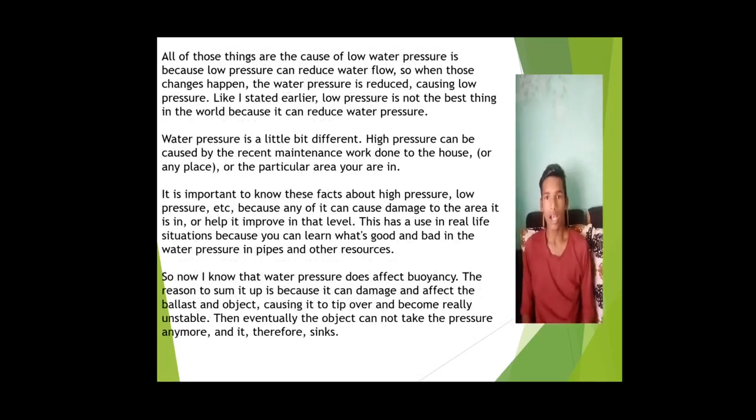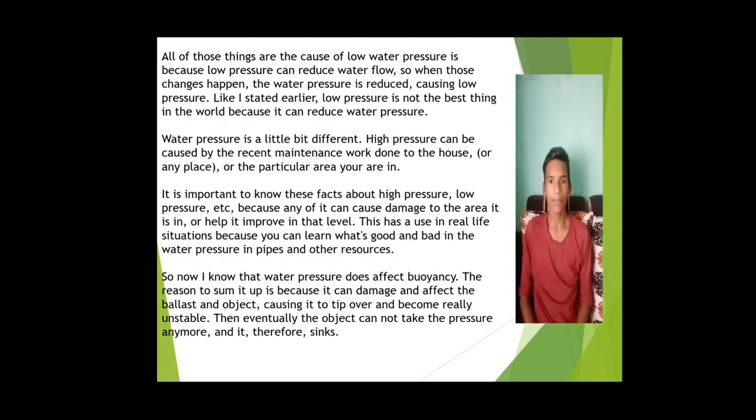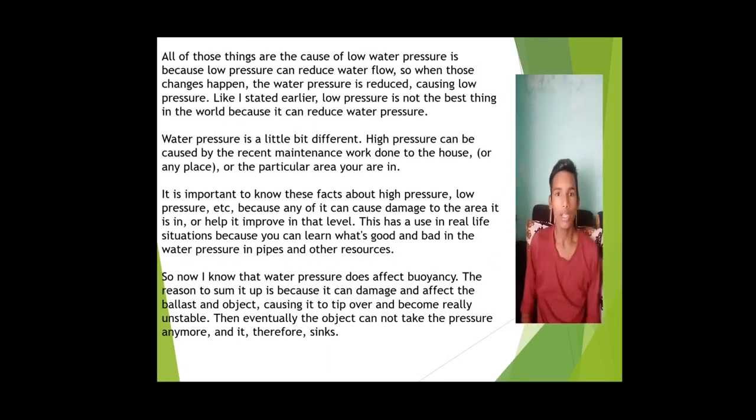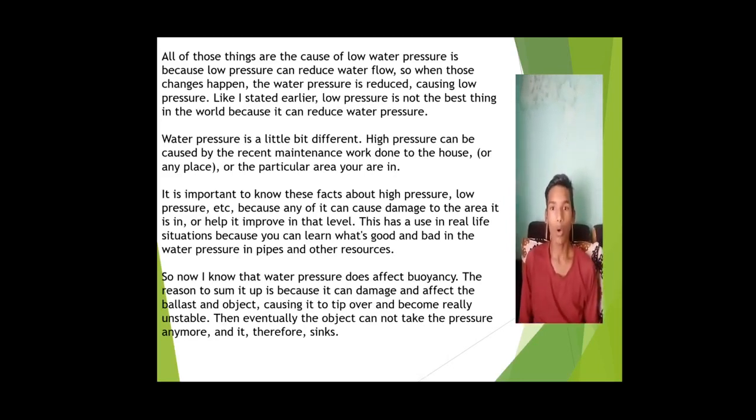All of those things are the cause of low water pressure. It's because low pressure can reduce water flow. So when those changes happen, the water pressure is reduced, causing low pressure. Like I said earlier, low pressure is not the best thing in the world because it can reduce water pressure.